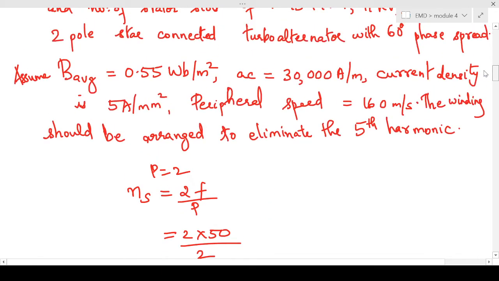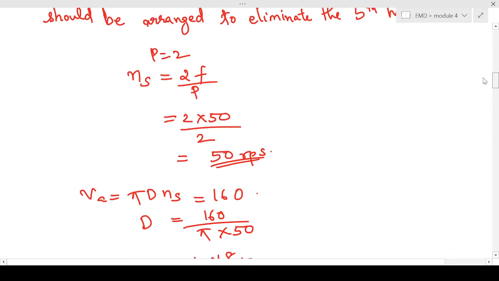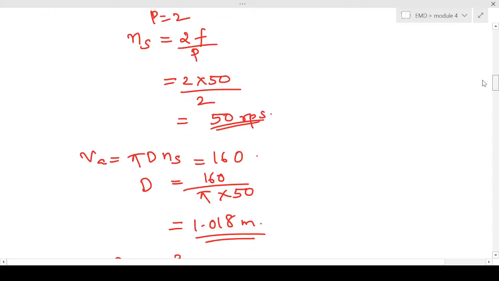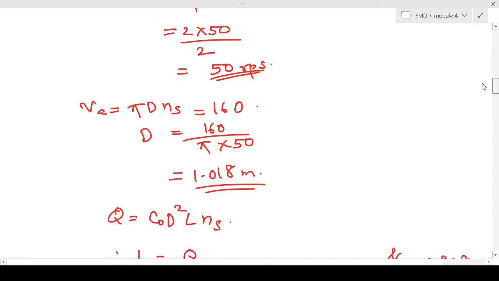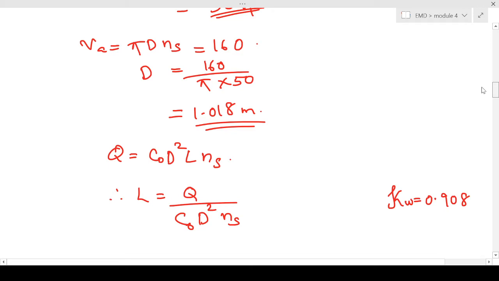Now the peripheral velocity is given in the question, that is 160 meter per second. So peripheral velocity is pi D n_s, and from that we'll get the diameter of the stator, which is equal to 1.018 meter. Now we have to find the value of stator core length, capital L. For that we can use the output equation.